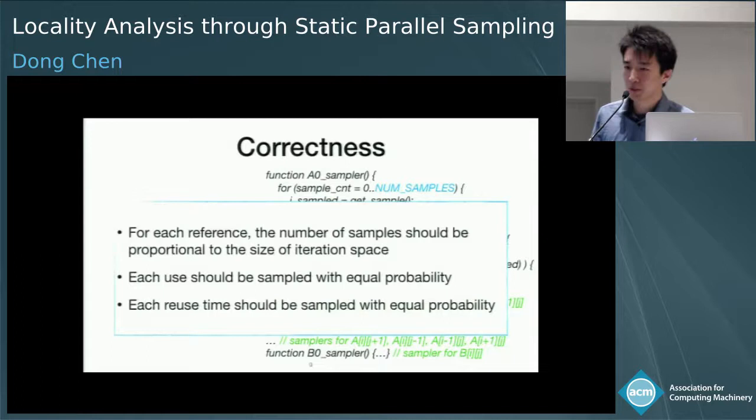One thing we need to pay attention to is the number of samples. Different static references may generate a different number of dynamic memory accesses, so the number of samples we take for each static reference should be proportional to its actual access number, in order to make sure all the reuse times are sampled with equal probability.